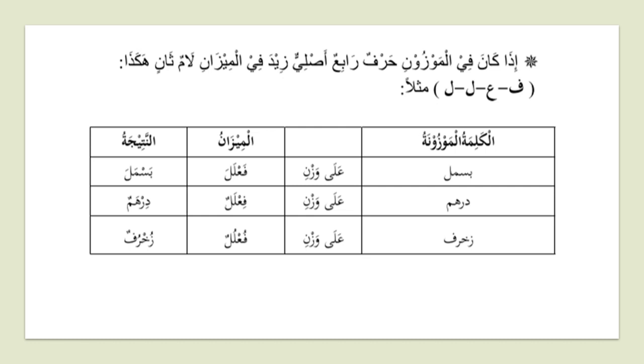If you look at the second one, as a benefit, verbs do not take tanween. They don't take tanween. So if you look at the second two, dirham and zukhruf, those are both nouns. That's one way of differentiating between a noun and a verb. The nouns take tanween, and the verbs never take tanween.